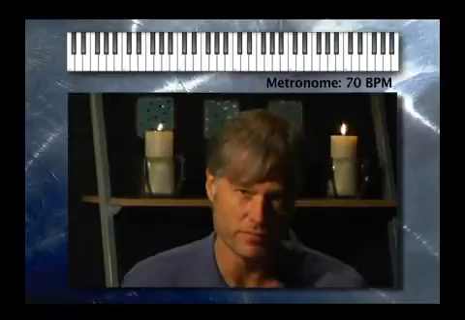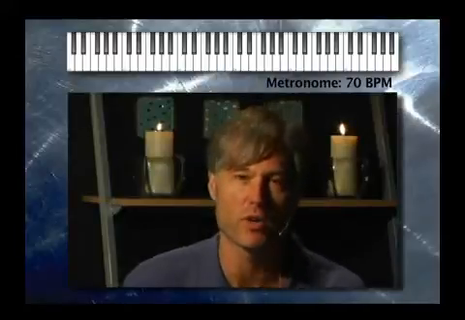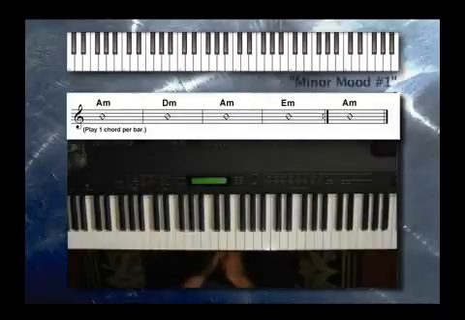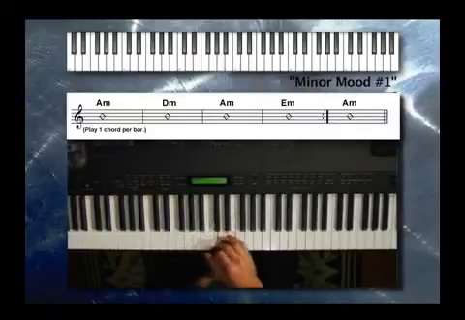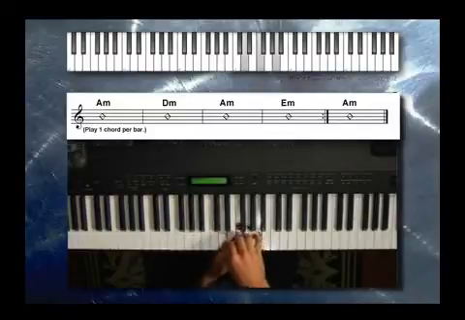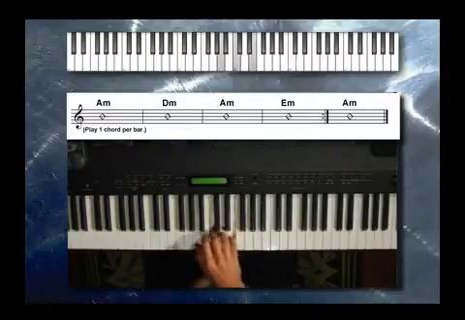We're going to do this with the metronome at 70 beats a minute. And I'll count us in, and we'll play one chord per bar, just with the right hand for starters. 1, 2, 3, 4. A minor, and then D minor, back to A minor, and then E minor.